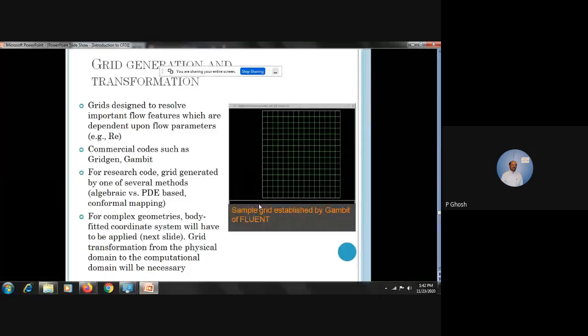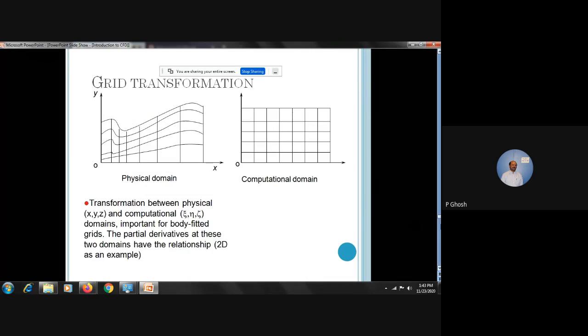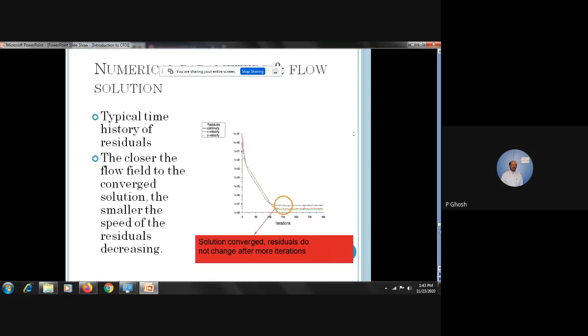If you are making an infinite grid, then you will get a very ideal solution, very close to the analytical solution. But there should be an optimization of how many grids. This is called grid independent solution. After that, the solution is not going to change appreciably. So that we call a grid independent solution. This is a converged solution.